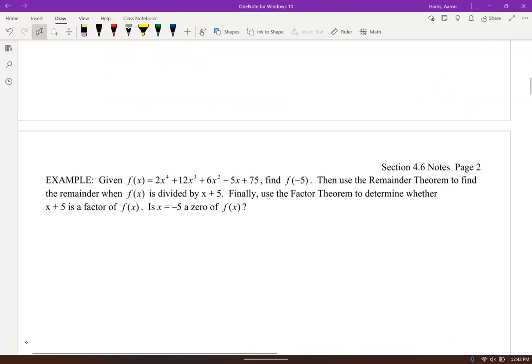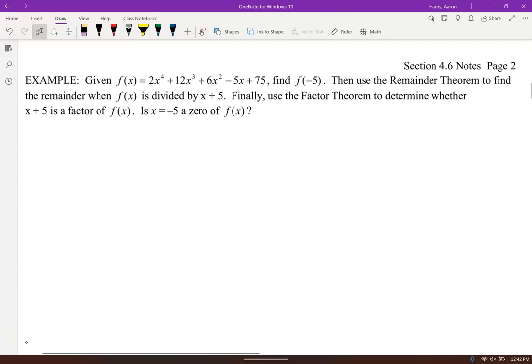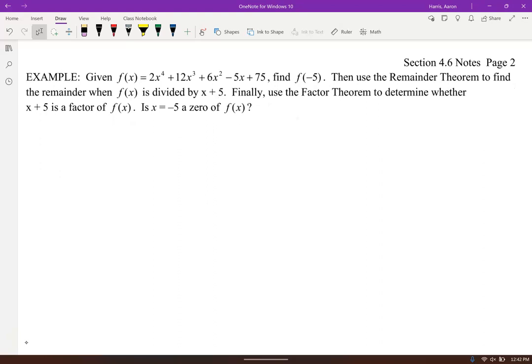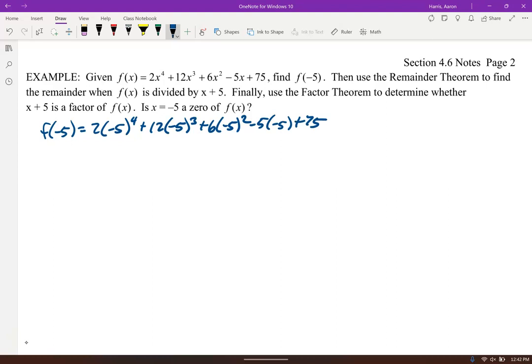All right, let's keep going here. We got the next one here. Let's go ahead and decide if f of negative 5 is 0. So we got 2 times negative 5 to the 4th plus 12 times negative 5 cubed plus 6 times negative 5 squared minus 5 times negative 5 plus 75. And if you punch that all in, I'll save us a little bit of time. This does equal 0. So the remainder is 0.